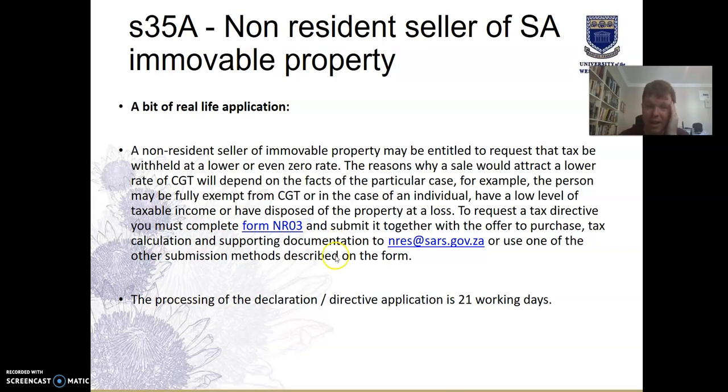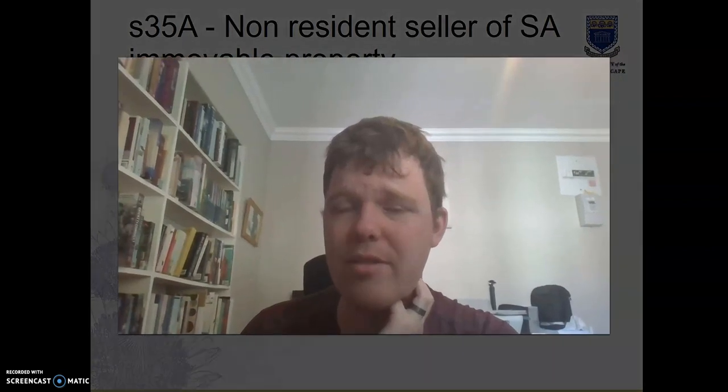In real life, they're going to have to complete a form called NR03, submit it together with the offer to purchase, the tax calculation, and supporting documentation to this email, NRES, non-resident, or use one of the other submission methods, and then wait 21 working days. So you can see here that a lot of what we learn in theory in these courses is very useful, and you have to know it.